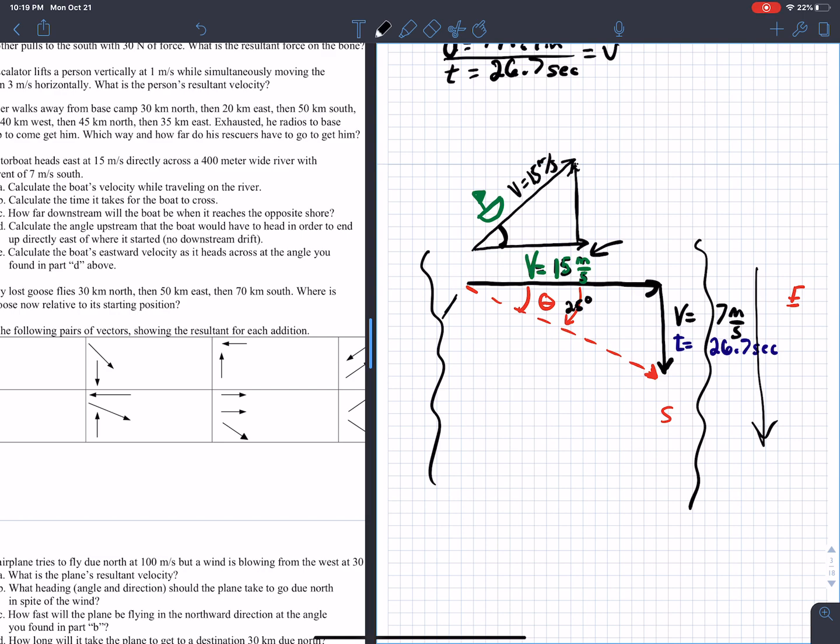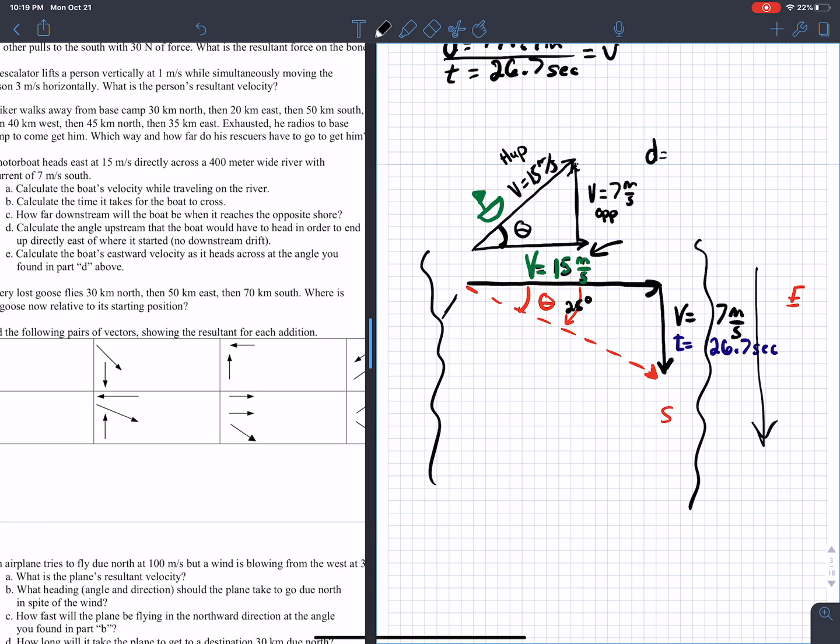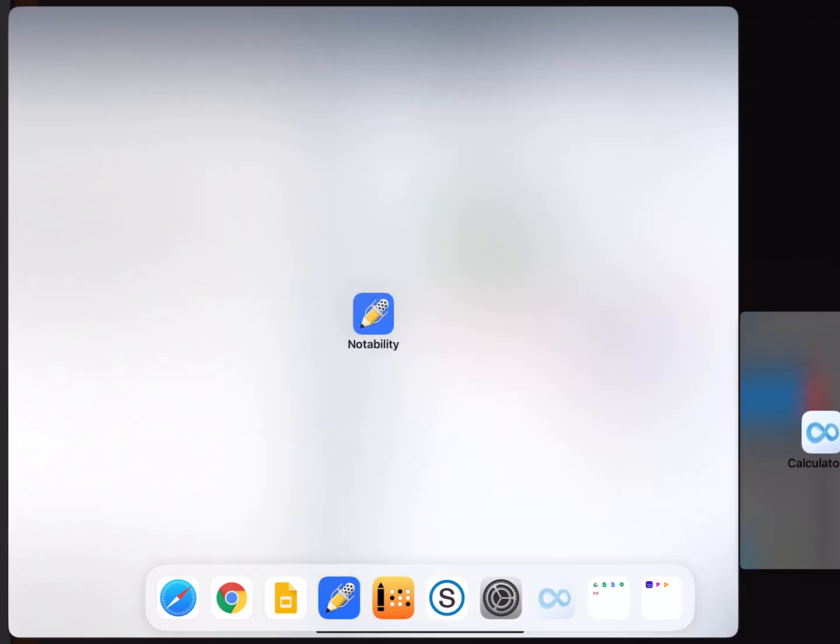So we need to figure out what this angle is. Now we know that the boat is going to have to fight the velocity of the stream, which is 7 meters per second. What we're trying to figure out is the angle here. We have the opposite side and the hypotenuse, so I'm going to use sine. For part D, I'm going to have sine inverse equals 7 divided by 15. Let's put that in the calculator to figure out my angle.